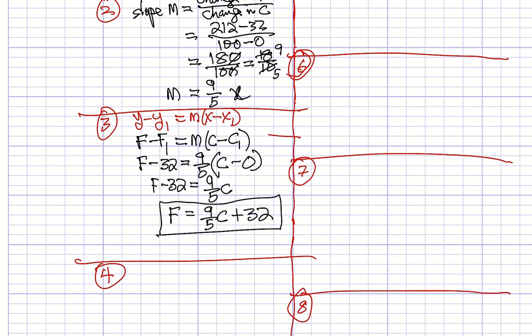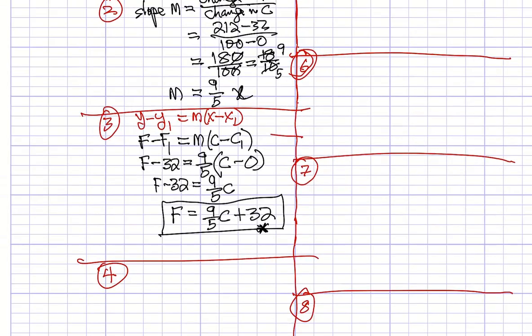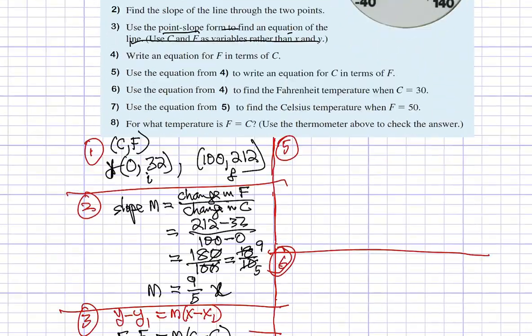Basically, the slope is 9 over 5. You see that, right? And if we would draw the graph, this is the y-intercept. Or you can call it the F-intercept, since we're dealing with F as y. Okay? So you see it there, right? That's number 3.